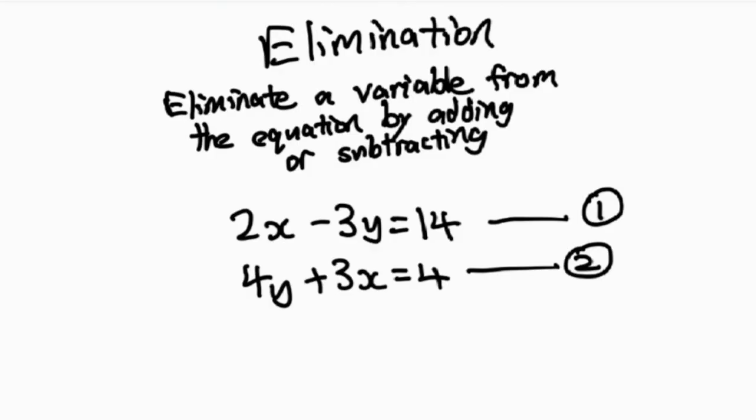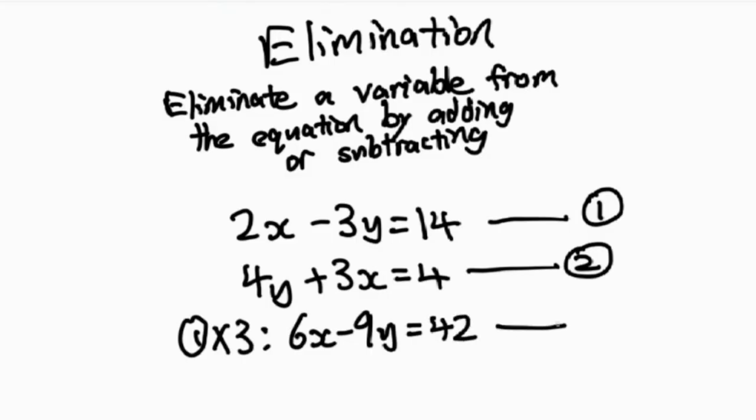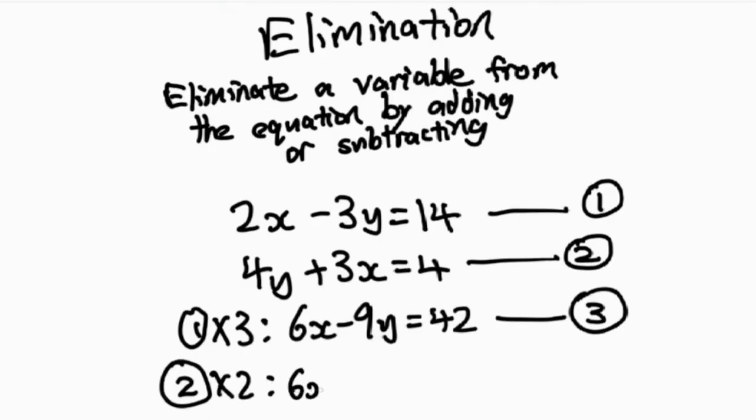In order to subtract these from each other, let's make x the same. So we multiply the first equation by 3 to get 6x minus 9y equals 42. Let's call this equation 3. We'll rearrange equation 2 and also multiply it by 2 to get 6x plus 8y equals 8. Let's label this as equation 4.